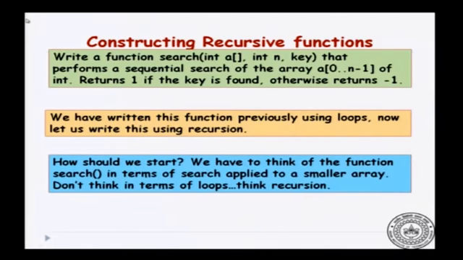Now what do we mean by solving it in a recursive manner? We have to think of the function search in terms of the same function applied to a smaller instance of the problem. So we have to solve the problem of searching for a key in an array of size n. Can we think of this in terms of solving the subproblem for a smaller array? Okay. This is the basic question that you have to ask when you want to design a recursive function.